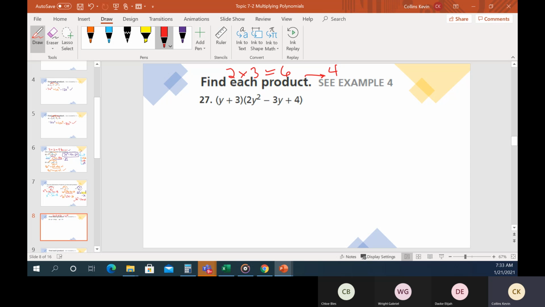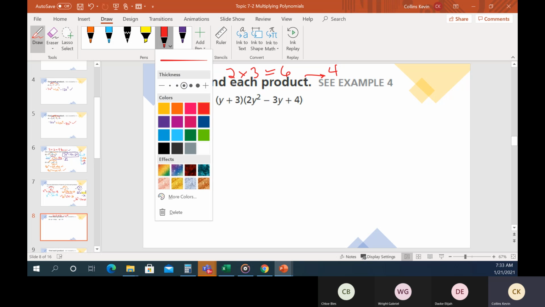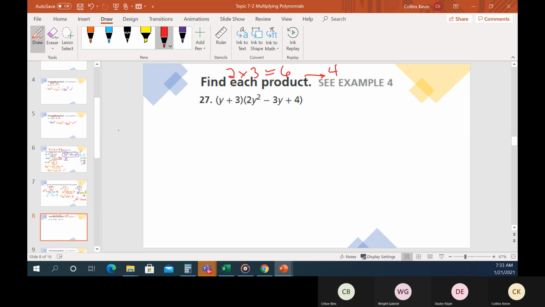All right. So let's go ahead and look at this one. So again, just use the distributive property. We'll start with the y, and we'll multiply him by each of these 3 terms, right? So we'll start with that one. So we got y and 2y squared. So that's 1 times 2 is 2. Y to the first, y to the second is y to the third. Okay.